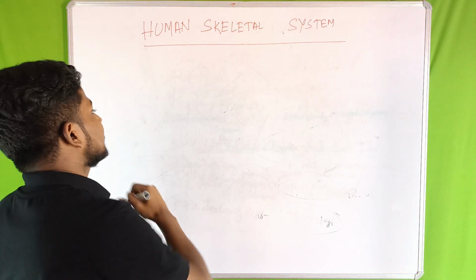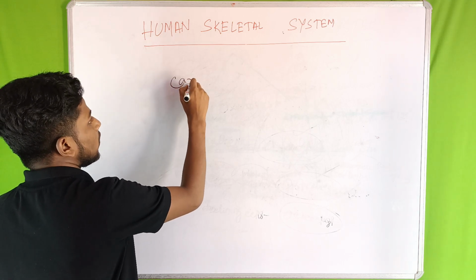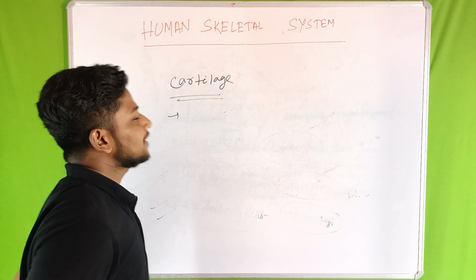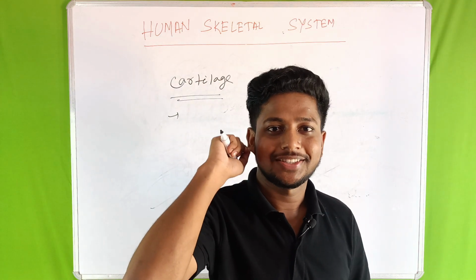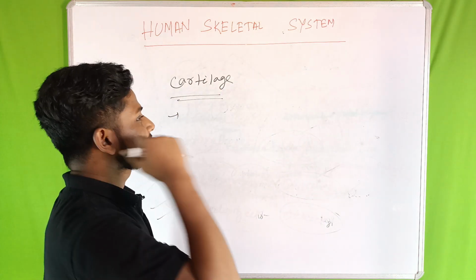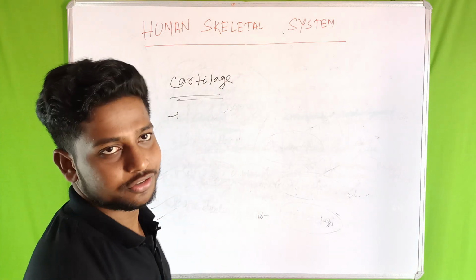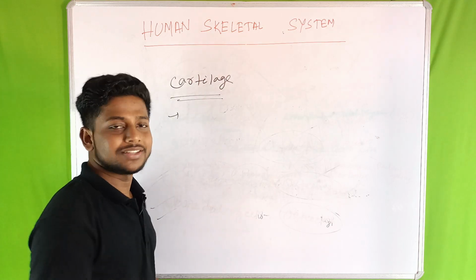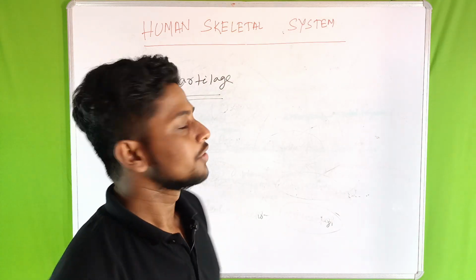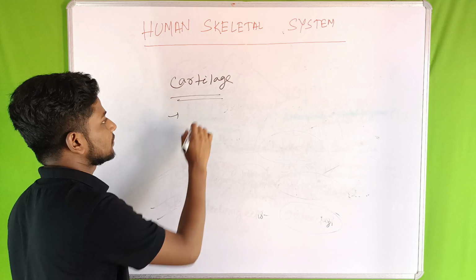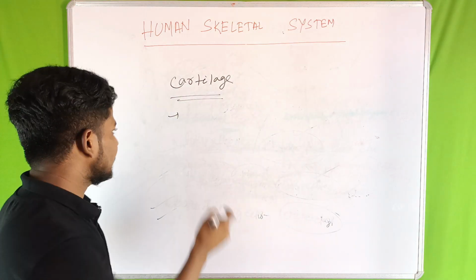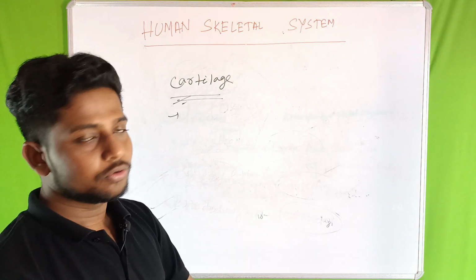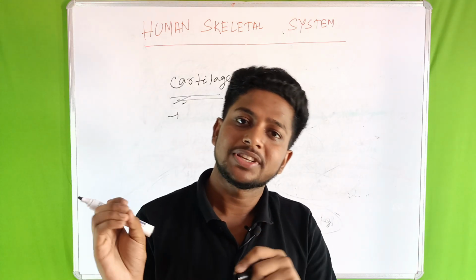Then come to the cartilage part. This is cartilage, the substance that can stretch or strain. It is an elastic structure. It provides flexibility to the body. Different types of cartilage are also present. First we go to what the cartilage cells are.